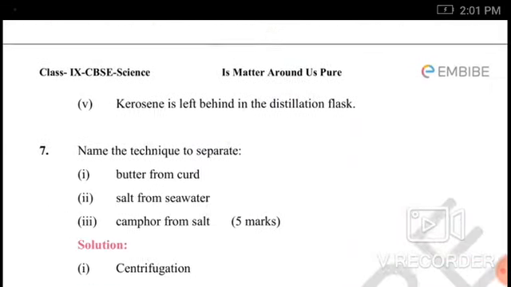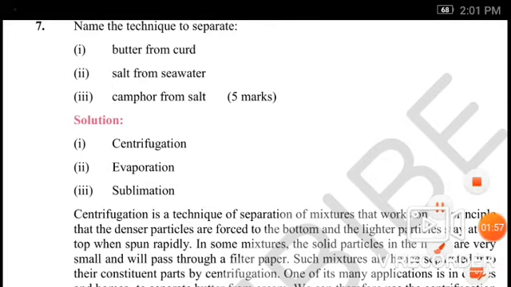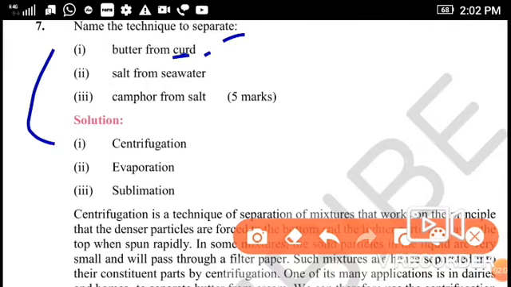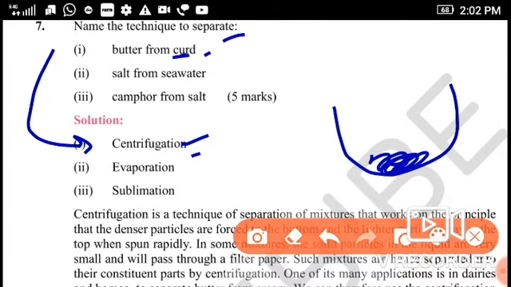Okay, the next question is, name the technique to separate butter from curd. Butter from curd, we use centrifugation. Centrifugation is a technique to separate a mixture in which the denser particles settle down at the bottom, and the lighter particles float on the top, and we can separate them. So to separate butter from curd we should use centrifugation.